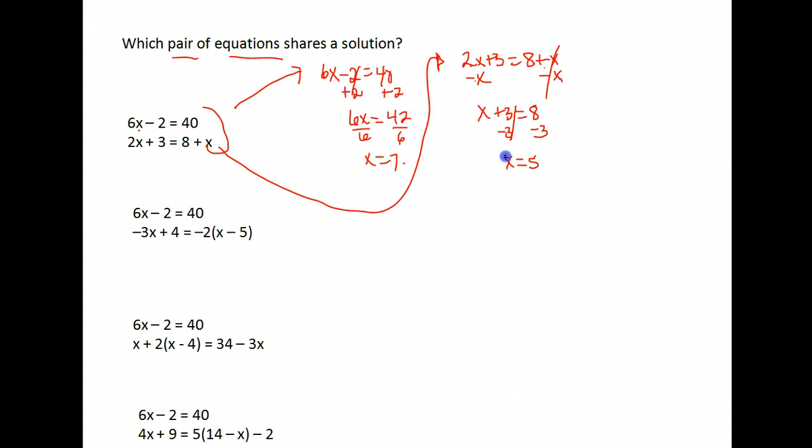Do they have the same solution? No, they do not. This solution was x equals 7, and this is x equals 5. That's the only solution they have. So this one is not correct. They do not share a solution.